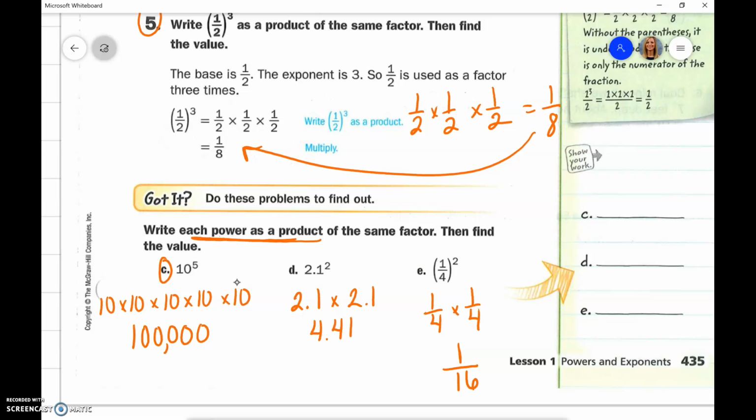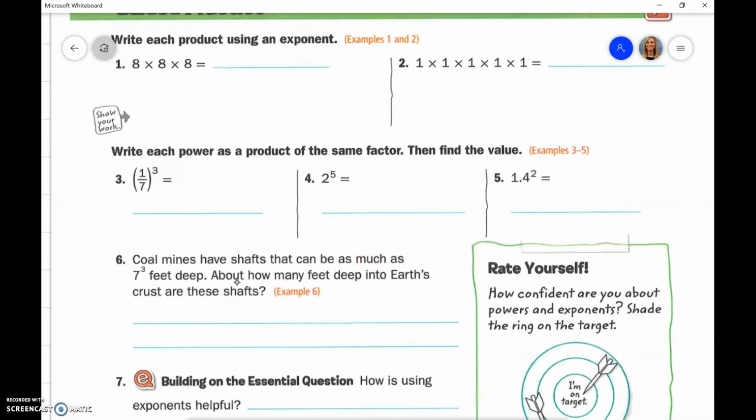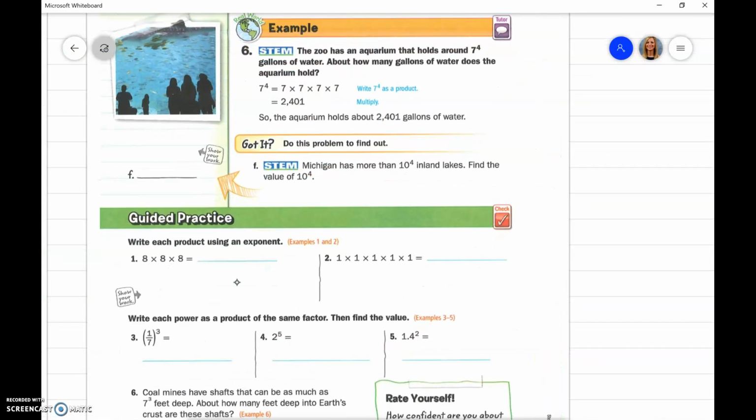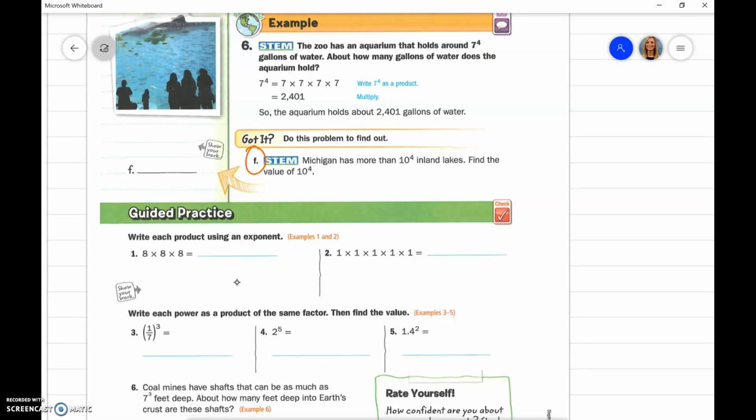All right, let's take a look really quickly over to the next page, 436. It says Michigan has more than 10 to the 4th inland lakes. Find the value of 10 to the 4th power. So that means we're taking 10 times 10 times 10 times 10. Our basic fact is 1. How many zeros do I have? 1, 2, 3, 4, which gives me 10,000. So my answer here would be 10,000 lakes.